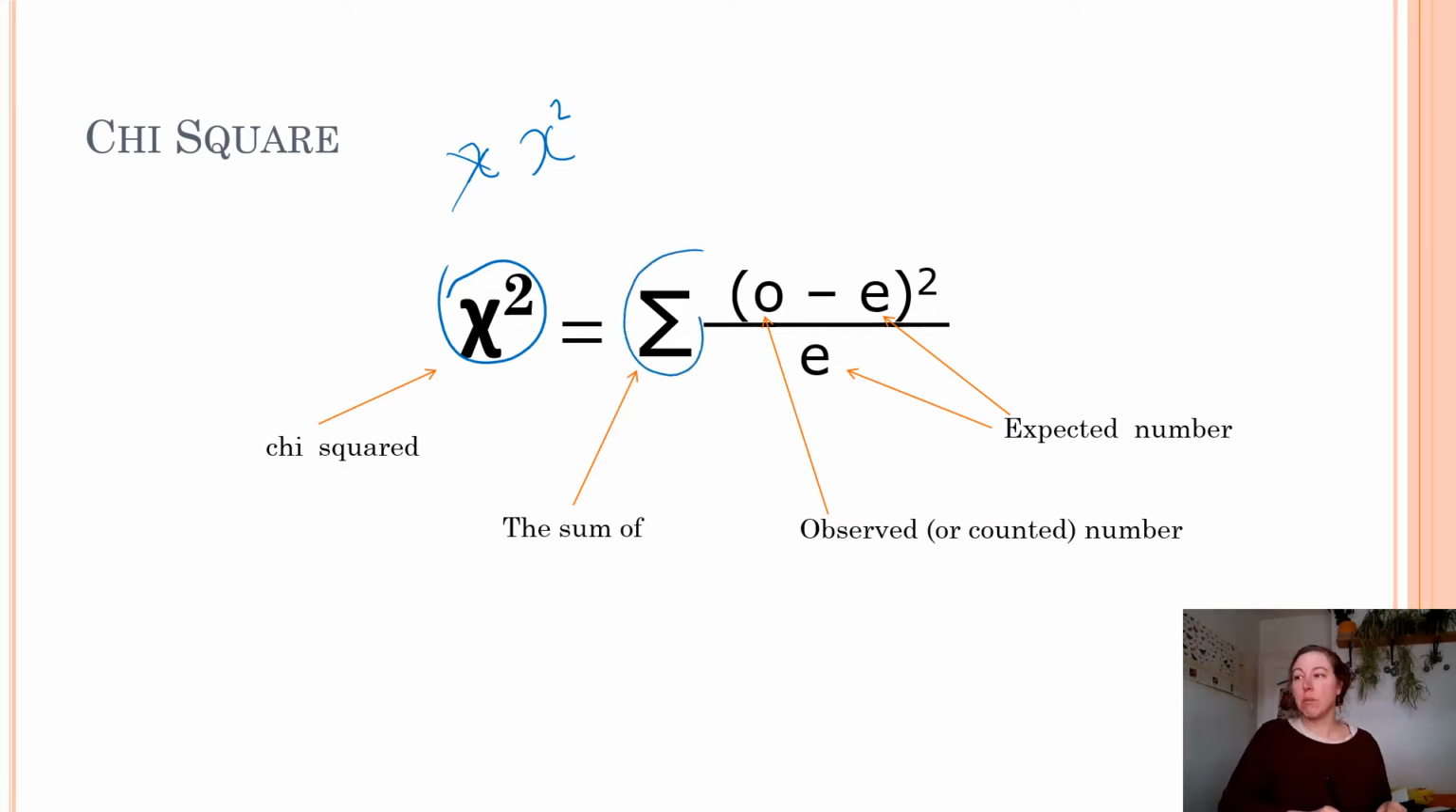This lovely symbol, sigma, means the sum of. It means we're going to take this part and add it to itself over and over again. So the only things we need to do is find our observed numbers, and then calculate our expected number. Like when we did the t-test, we had to calculate variance before we could run the t-test. But finding the expected is a lot simpler.